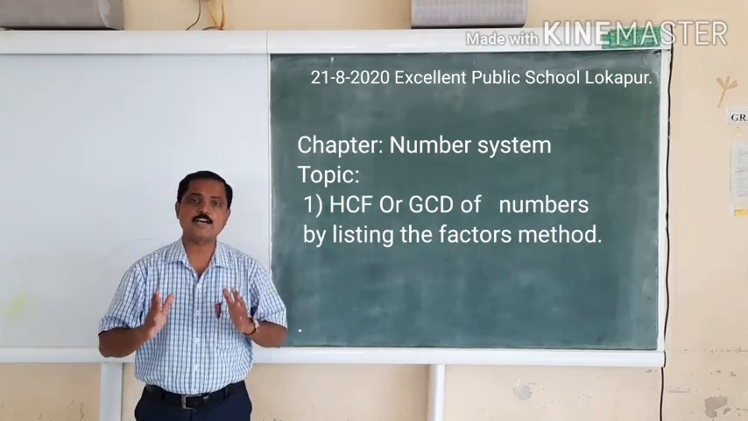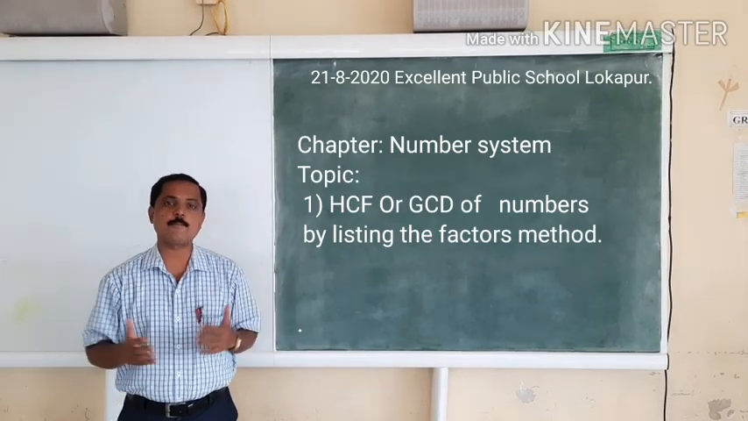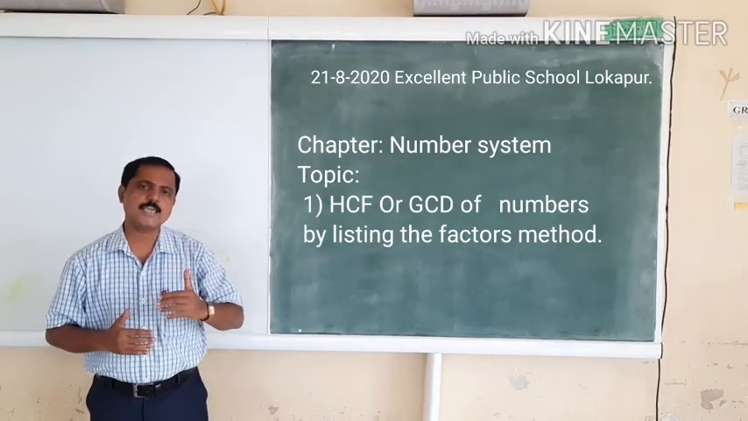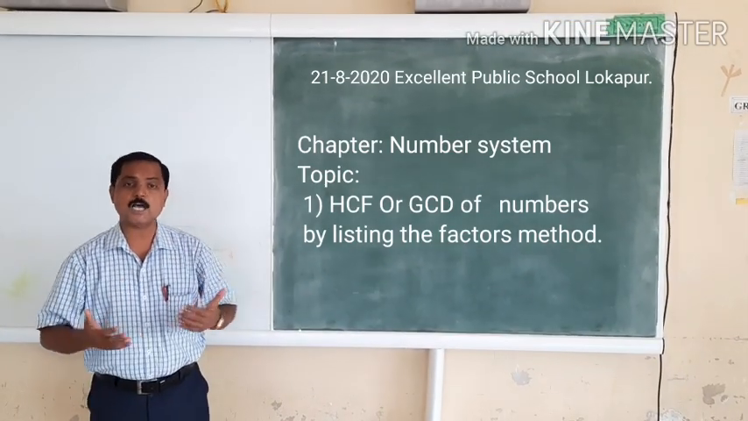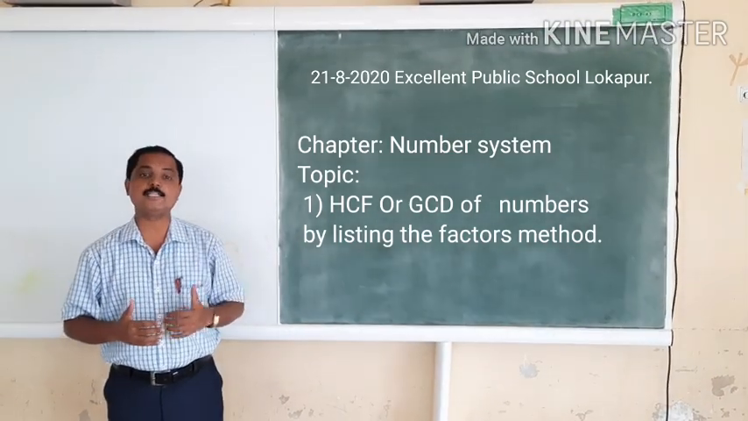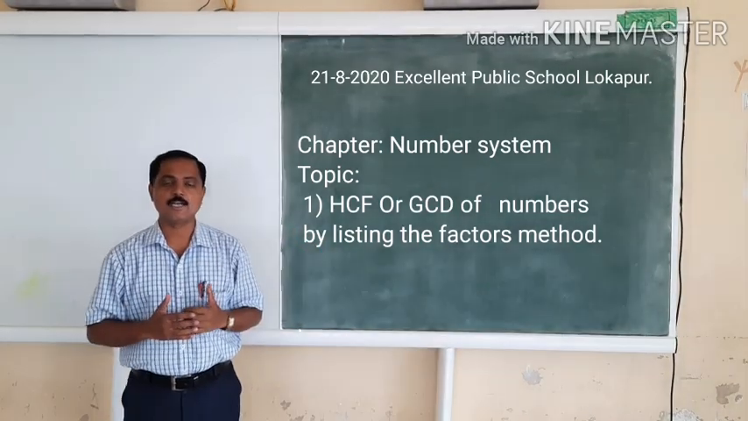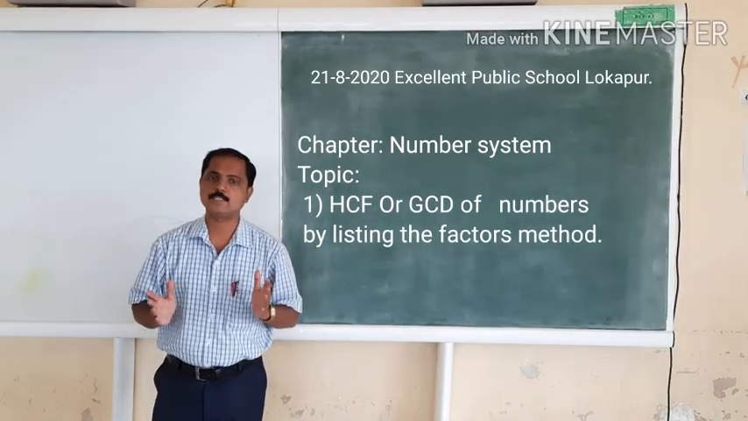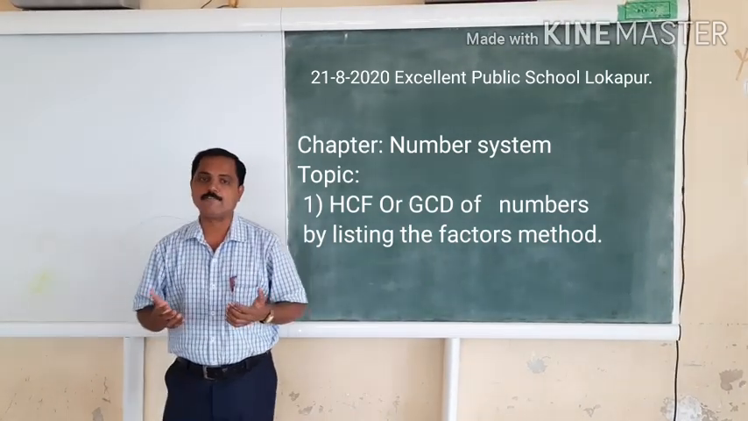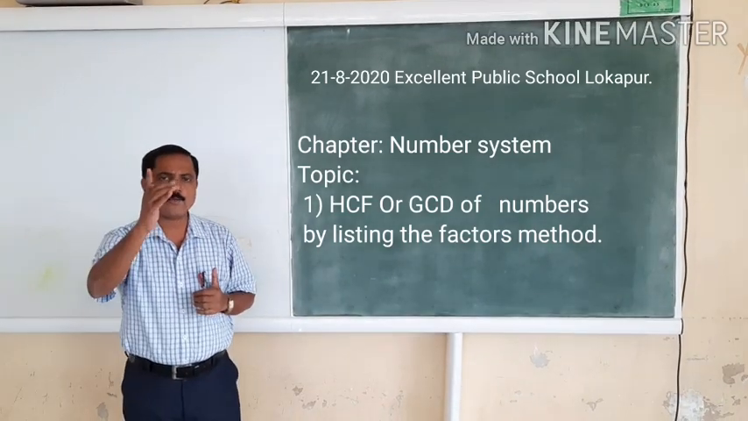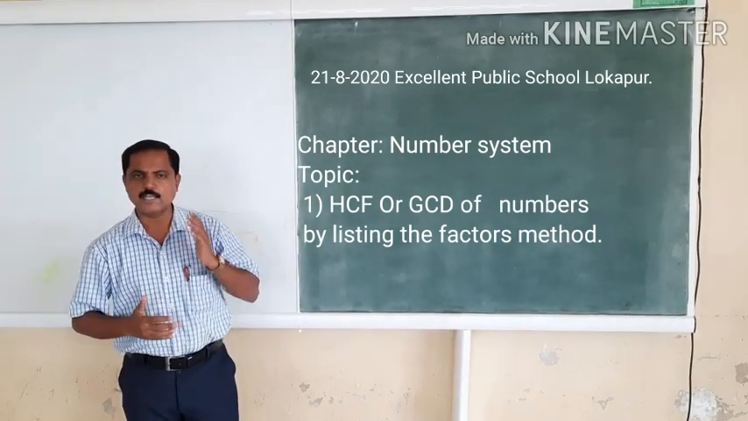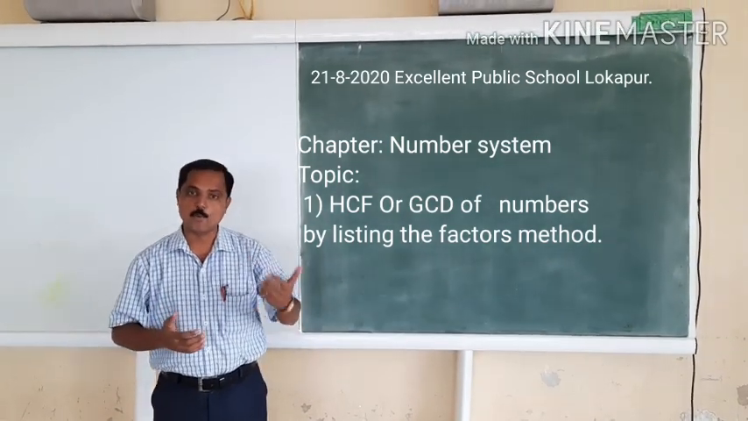That is HCF of numbers. HCF of numbers means highest common factor of the numbers. This highest common factor of the numbers is also called GCD of the numbers. GCD means greatest common divisor. Therefore, children, HCF of the numbers and GCD of the numbers both are same. This HCF and GCD of numbers is very important to learn the further concepts of mathematics. Therefore, you must learn it very well.